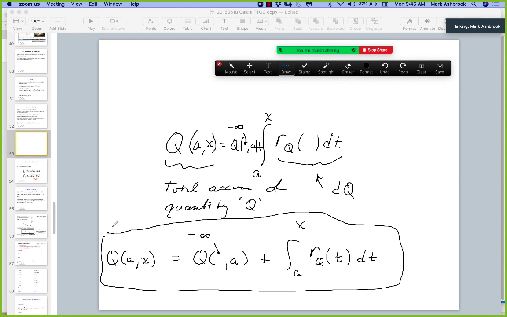Okay, and so you practice that. You're practicing an unfamiliar quantity, but it's the same approach. Okay, so that's due Wednesday morning. Any questions about that?